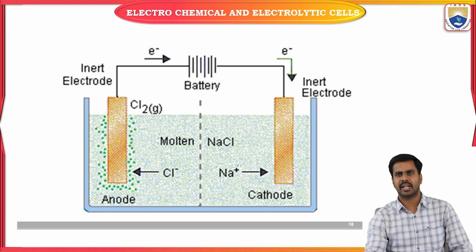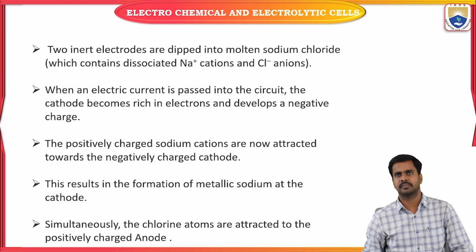So that is the construction of the electrolytic cell. Two inert electrodes are dipped into molten sodium chloride, which contains dissociated Na+ cations and chloride anions. When an electrical current is passed into the circuit, the cathode becomes rich in electrons. Why? Because electrons are moved towards the cathode.